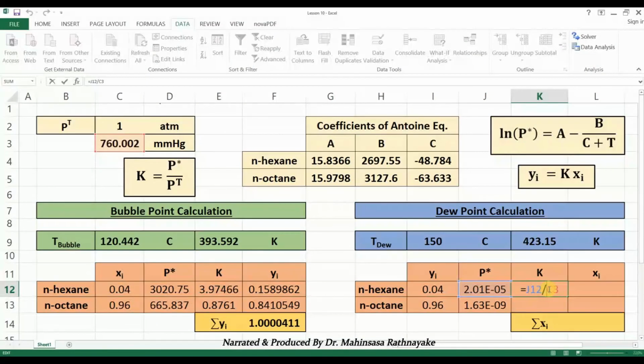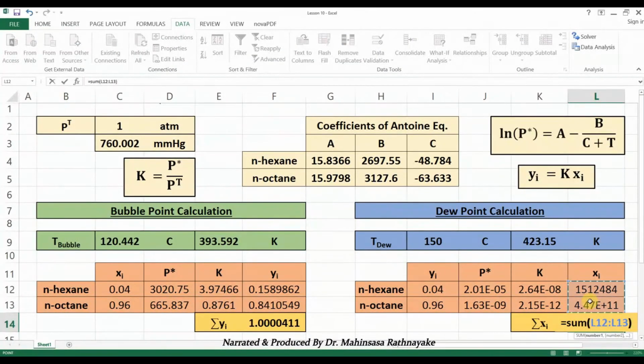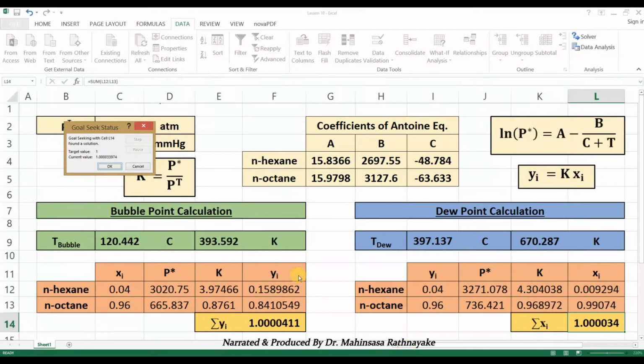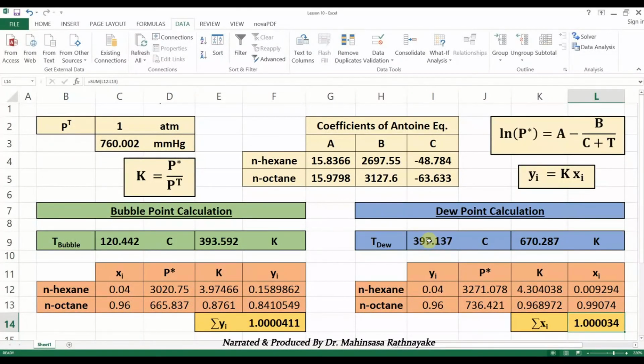Then apply the calculation for K value at the assumed temperature. After that, calculate the liquid mole fractions and the sum of liquid mole fractions. We can observe that the sum of liquid mole fractions is not equal to 1. So we use the Goal Seek tool again to iterate the assumed temperature, and we keep the target cell as the sum of liquid mole fractions to be 1. So we can see that the sum of liquid mole fractions reached 1 and the corresponding temperature is the dew point at these conditions.